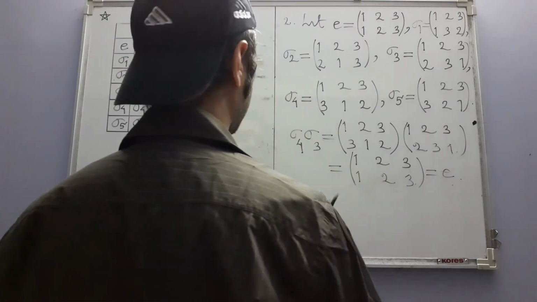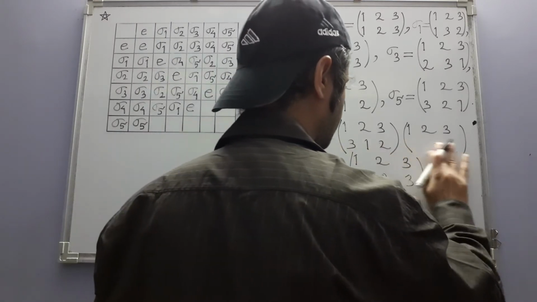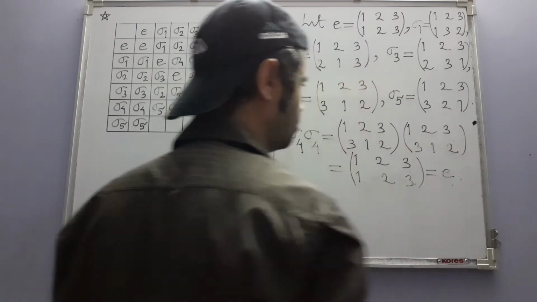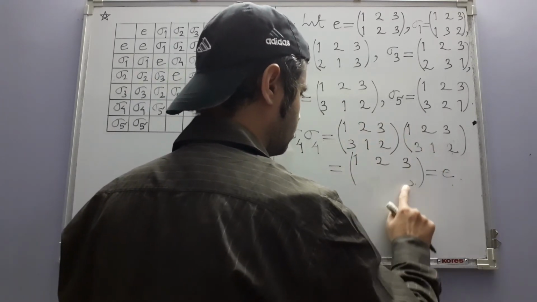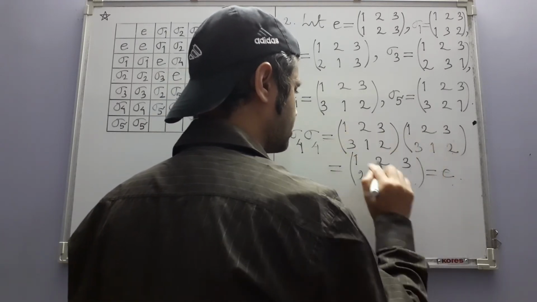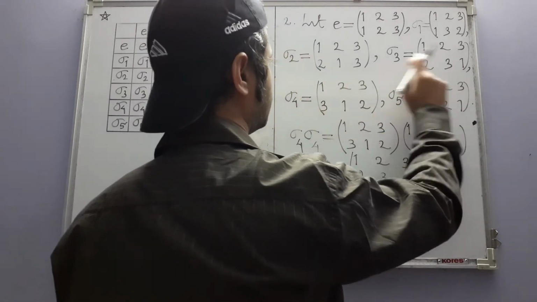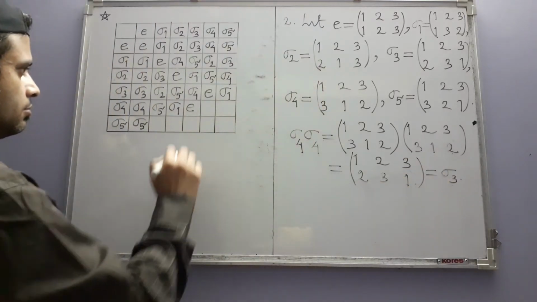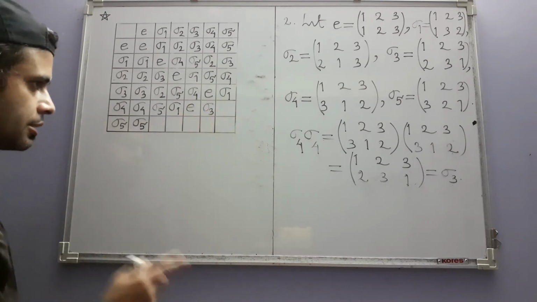Next, sigma 4, 312, 1332, 211323, so this is 1, 231, 231 is sigma 3. So what has not appeared? Sigma 2, so this is going to be sigma 2.